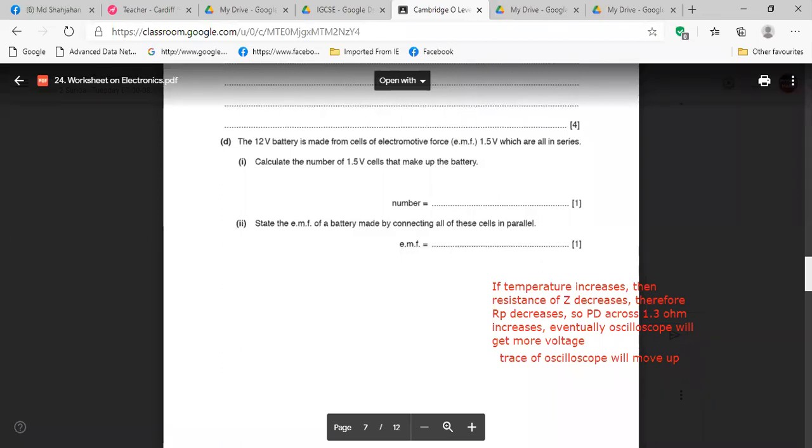So 12 volt divided by 1.5. How many? 8, right? Or 6? Or 8? So 12 divided by 1.5. That means 1.5, 1.5, 1.5 and so on.